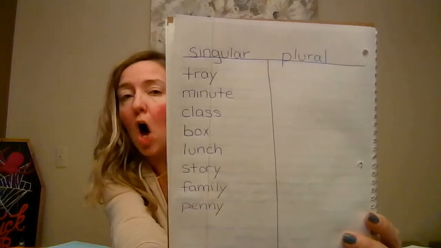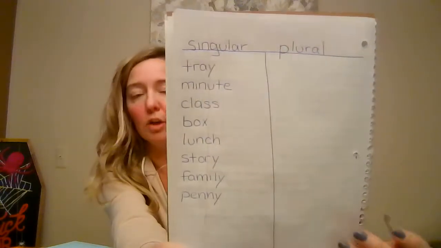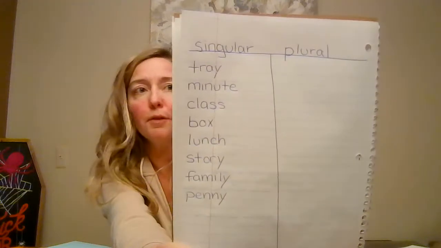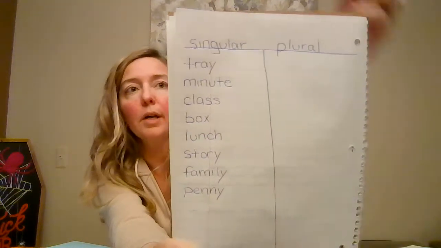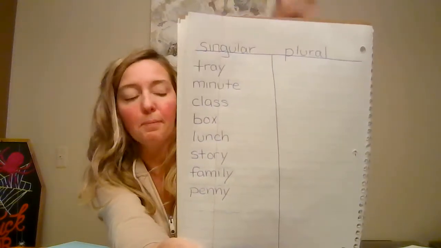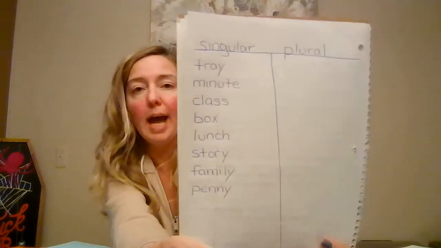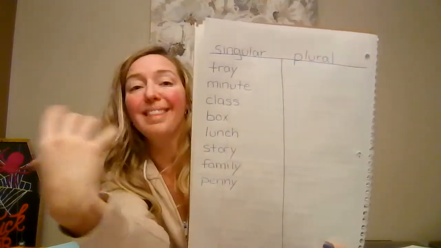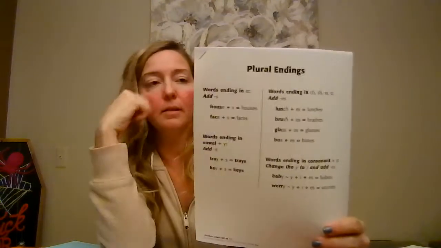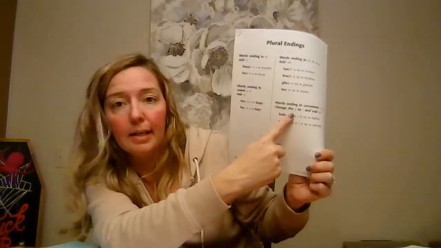Now that you wrote all of the words as singular, I'm going to do the first one with you. The word here is tray. When I look at the word tray, I see right away it ends with the Y. So I'm going to go to my plural ending chart here, and I'm going to see where it talks about Y. It talks about Y here and here.